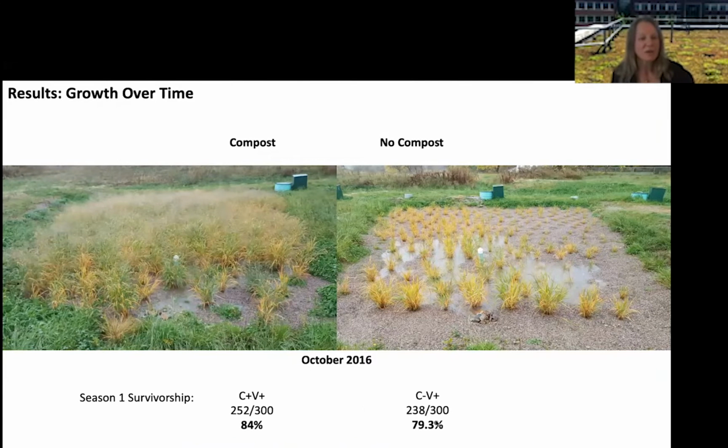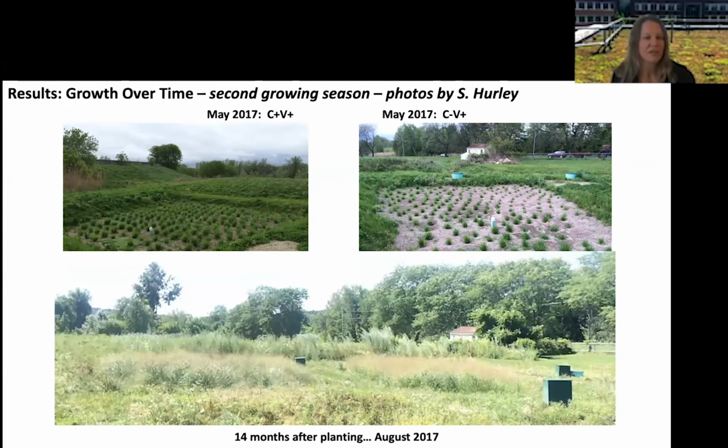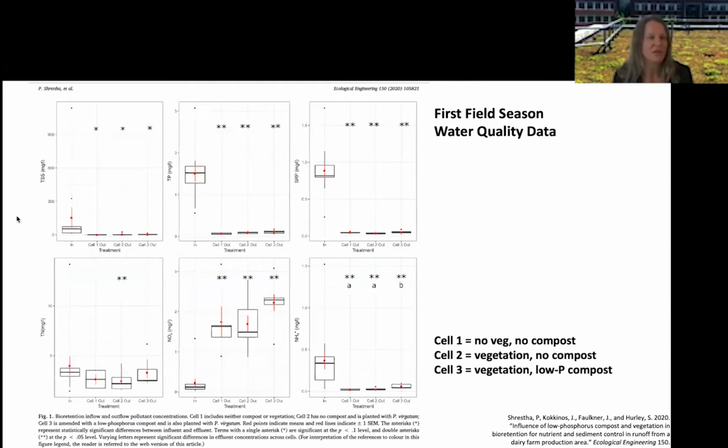However, in terms of numbers, we had almost identical survival, about 80% versus 84% of the plants surviving, but much, much less biomass in the cell that lacked the compost. The important thing though is the next field season, the following spring, we're far more on track. And by the following August, 14 months after the system was planted, we actually saw pretty much the same biomass among the 2 cells. They're outlined right here with my arrow on the screen. So that's what the vegetation story is in terms of the compost.